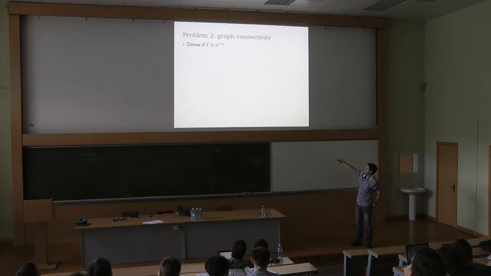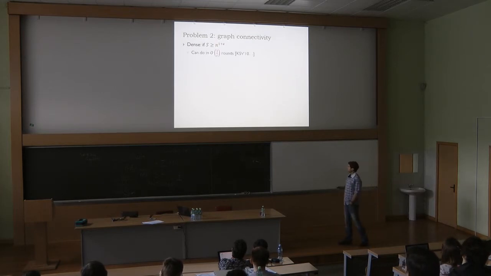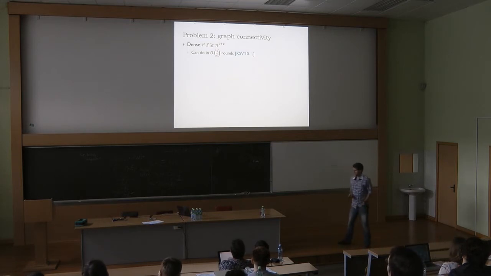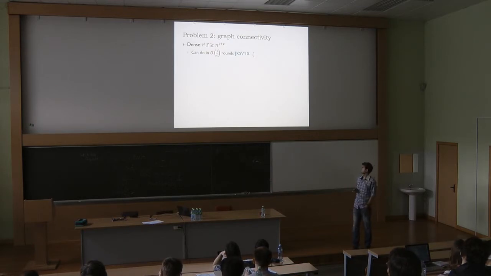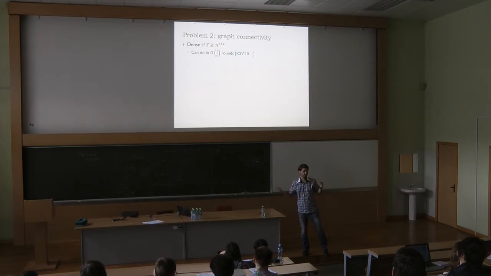And this case we call dense, right? In particular, this condition implies that the number of edges is at least n^(1+epsilon). So the number of edges is polynomially larger than the number of vertices. So we call this case dense. The interesting part is that in this setting of the parameters, you can solve connectivity in order 1 over epsilon rounds. By connectivity, I mean, given two nodes S and T, tell me whether there is a path from S to T. Sorry, forgot to define.